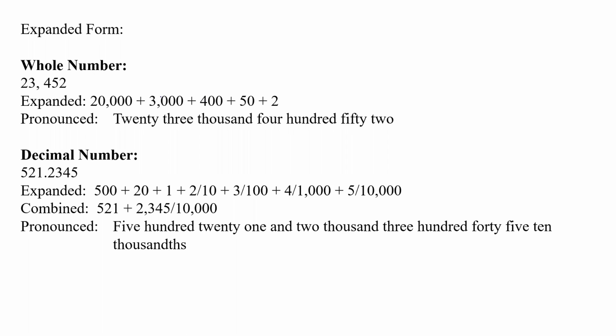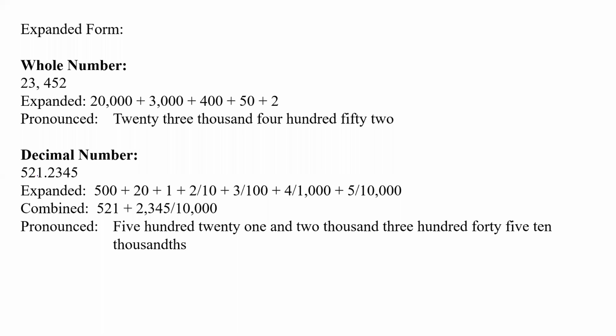So whole numbers we've seen, we have 23,452. So we expanded it and we said, okay, well, the 2's in a 10,000, so we have 20,000. The 3 is in a thousands place, so that's plus 3,000. The 4 is in the hundreds place, and so that's going to be 400. The 5 is in the tens place, so that's going to be 50. And the 2's in the ones, so that's 2. So we just take and add those together, and that's our expanded form of a whole number. And like I had said, we pronounce this 23,452. Notice no "and"s.